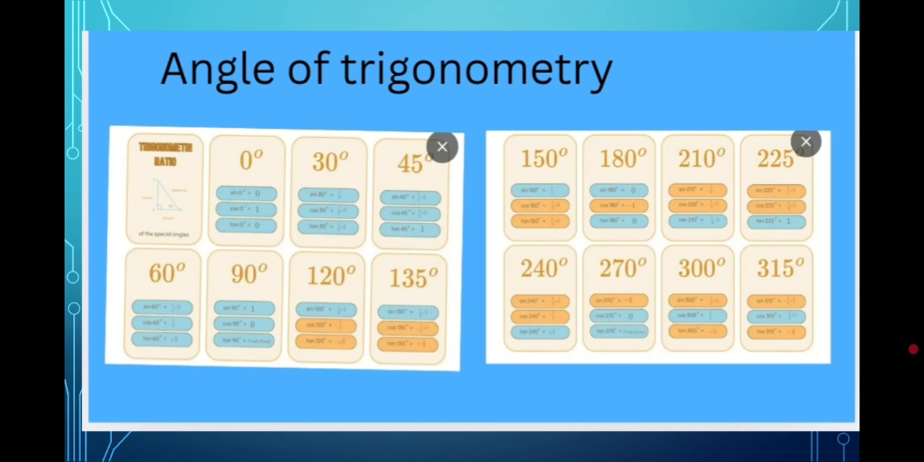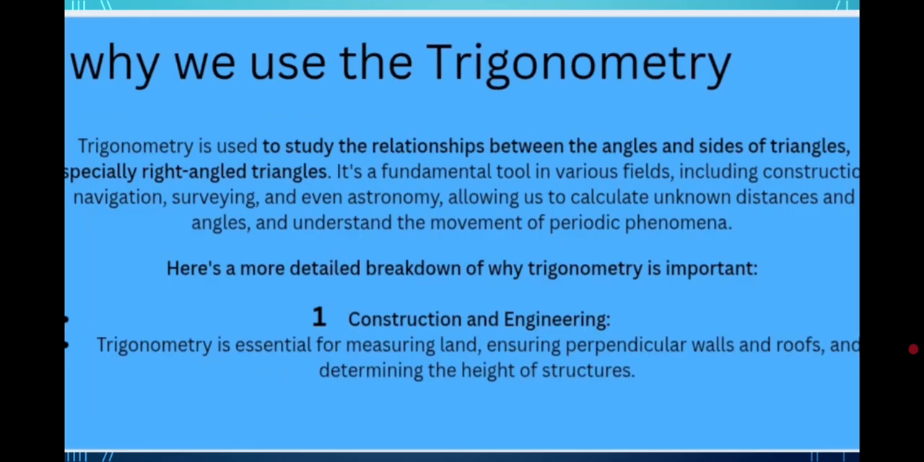There are some angles used in trigonometry like 0 degree, 30 degree, 45 degree. We will use those angles in trigonometry.